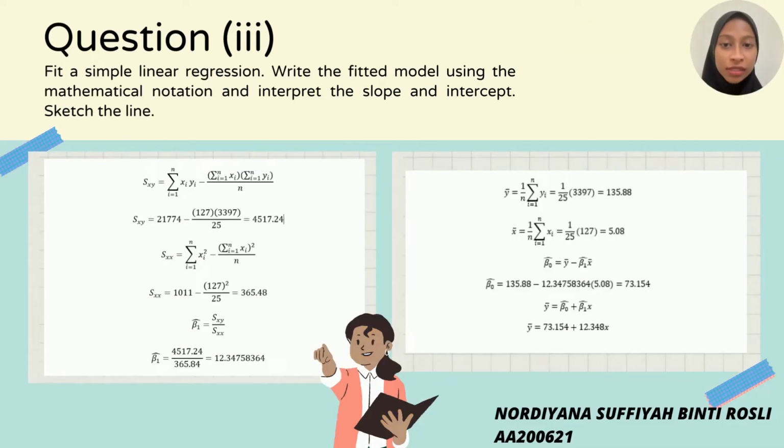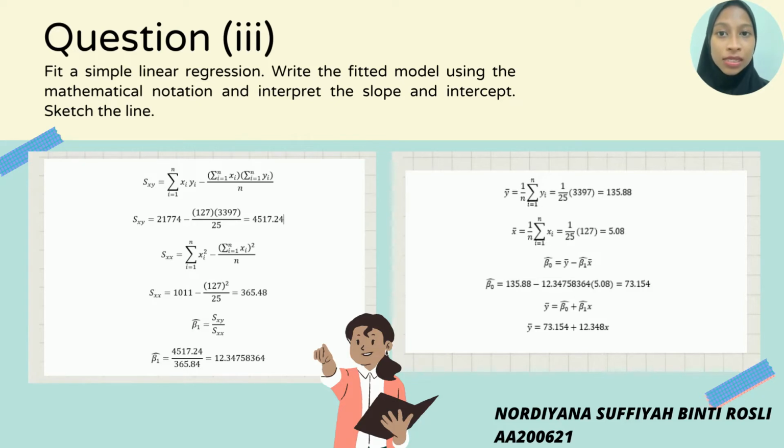Now, for question 3, fit a simple linear regression. Write the fitted model using the mathematical notation and interpret the slope and intercept. Sketch the line. First is to find SXY using the formula as in the diagram. We got SXY equal to 4,517.24. Next, we got the value of SXX, which is 365.48.